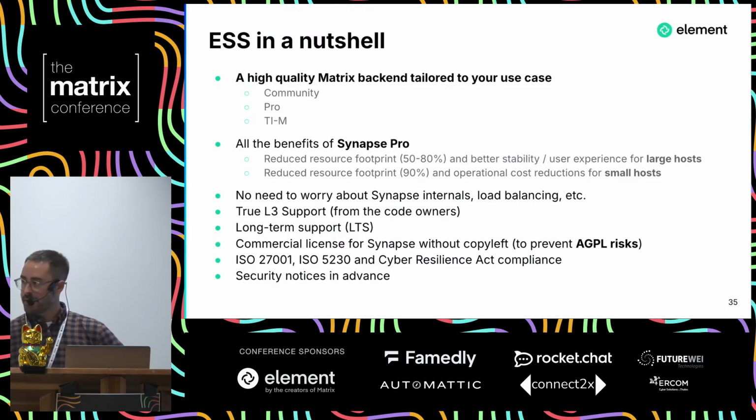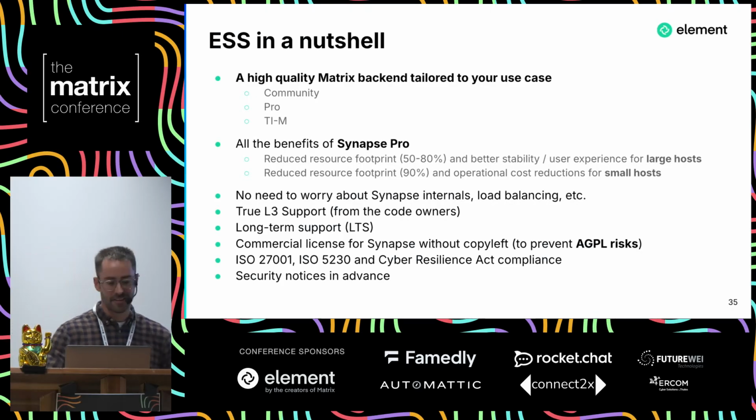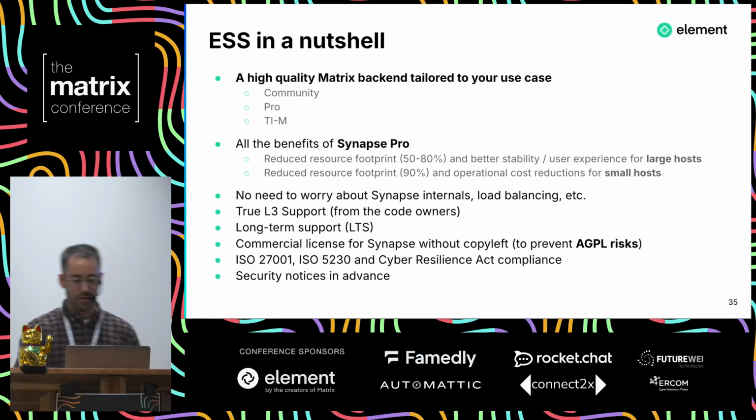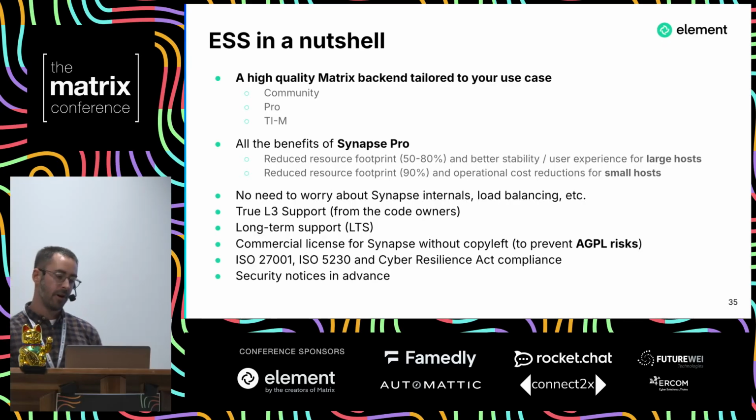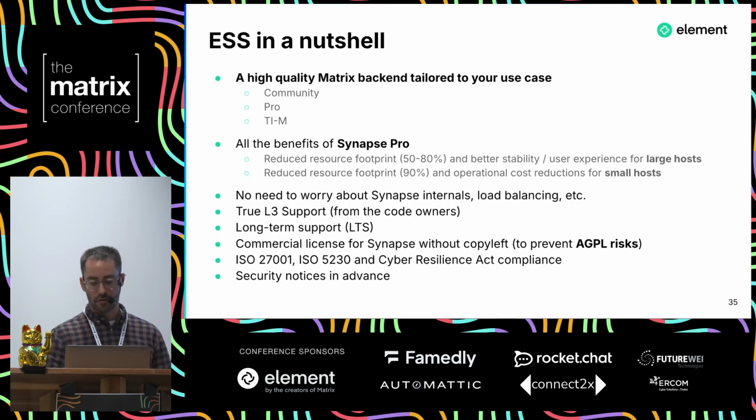So just summarizing in a nutshell, last slide. What you get with ESS is a high quality Matrix backend which is tailored to your use case, be it a community use case, a professional customer environment or enterprise environment, as well as if you want to provide a messenger backend. You get all the benefits of Synapse Pro, meaning 50 to 80% reduced resource footprint for large hosts, and 90% reduced resource footprint as well as operational cost savings for running many small hosts.